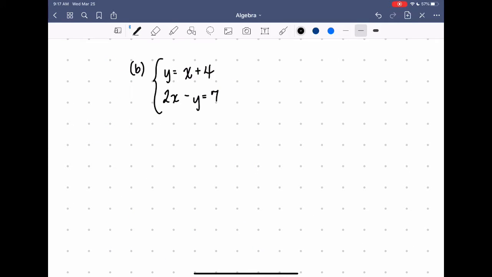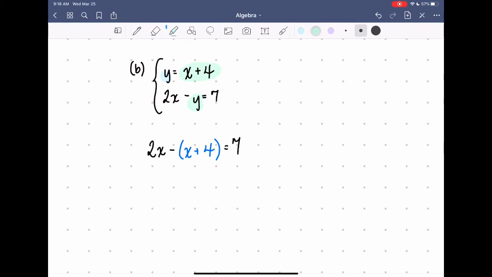Okay, let's try another example like this. In this one, they tell us what y equals. They say that it is x plus 4. So I'm going to plug in the whole value of y for this y in the second equation here. So that would make the second equation 2x minus that whole thing, x plus 4, in parentheses because it's that whole thing, equals 7. And now all I have to do is solve.